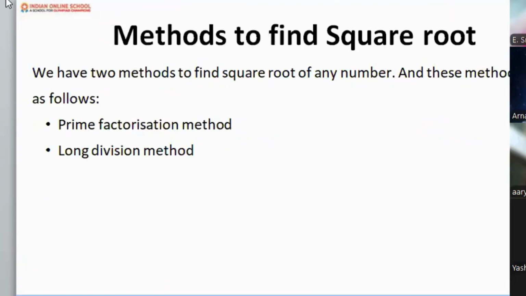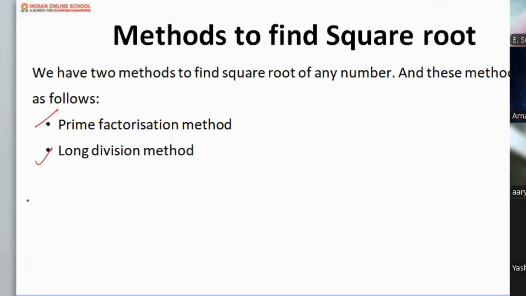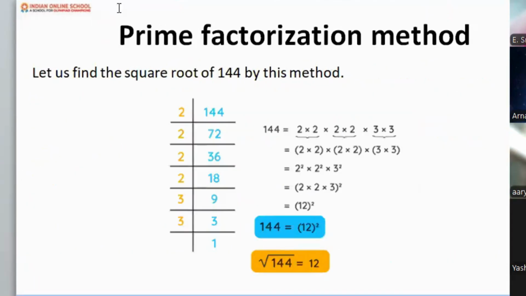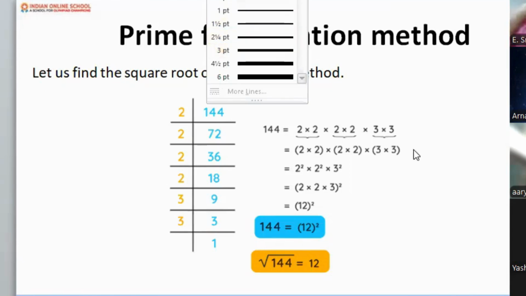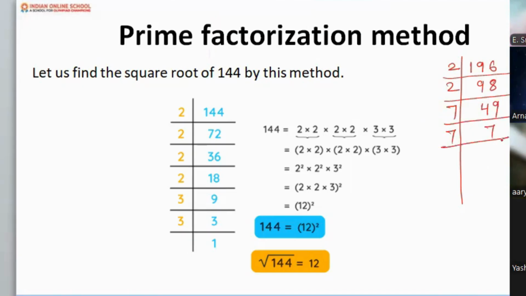Now, we do have different methods to find square roots. We have the prime factorization method and the long division method. In this class, we will be covering the prime factorization method. So I hope you already know about prime factorization, correct? Yes, ma'am. Now, if we need to find the square root of 196, we can divide it by 2 and we will be getting what? 98. Then again by 2, we will be getting 49. Then by 7, we will be getting 7. Then again by 7, we will be getting 1.